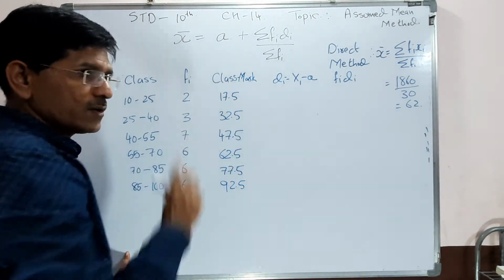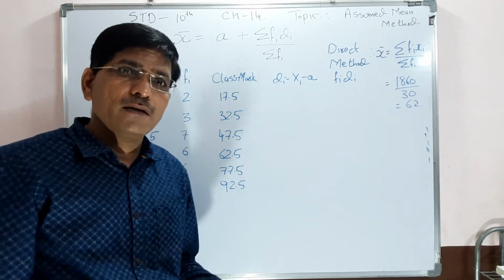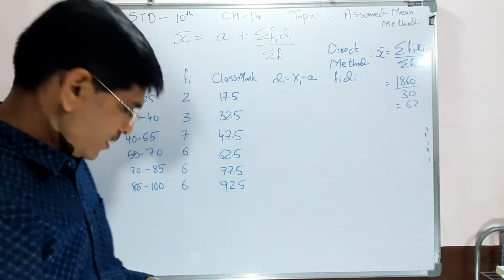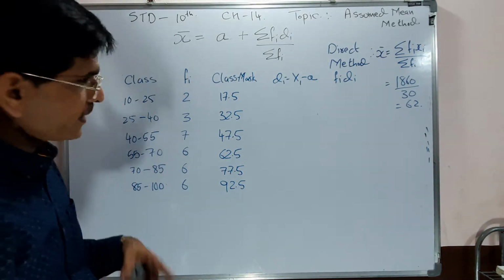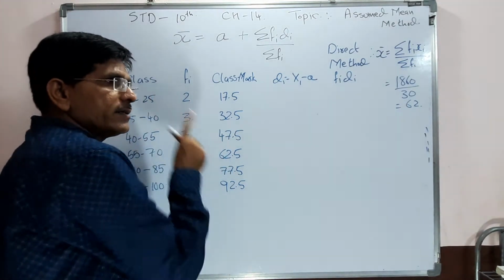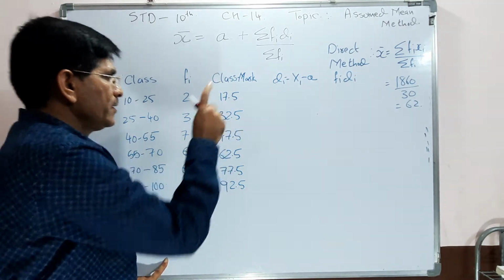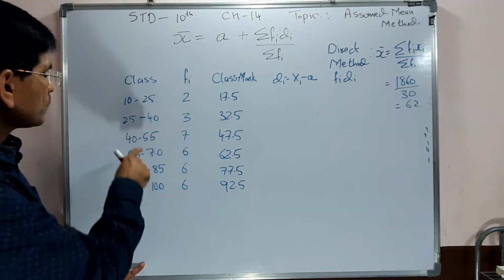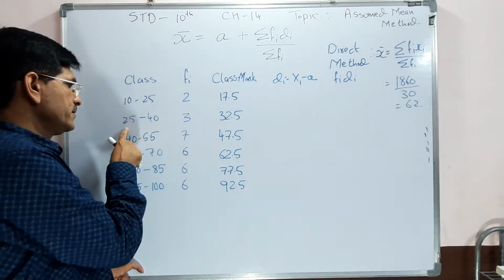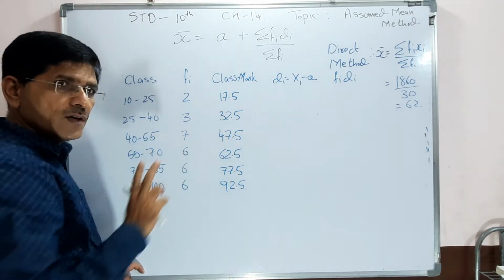Now class mark, how can we find out class mark? Anyone say how we can find out class mark? Upper limit plus lower limit divided by 2. So 10 plus 25, that is 35. 35 divided by 2, that is 17.5. Same thing, 25 plus 40, that is 65, divided by 2, that is 32.5.